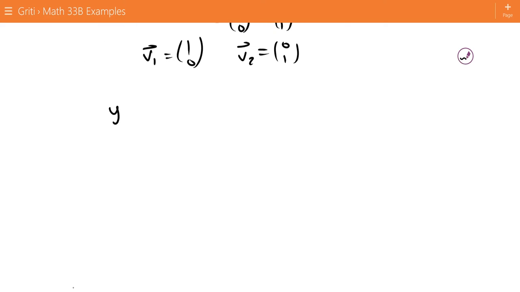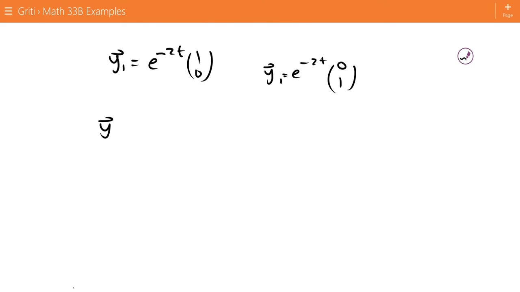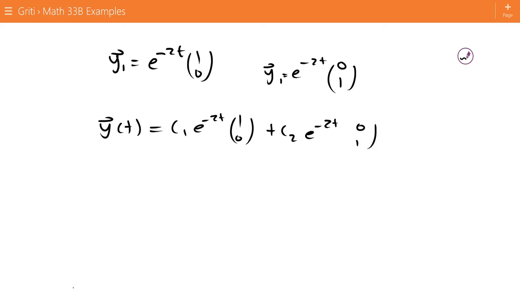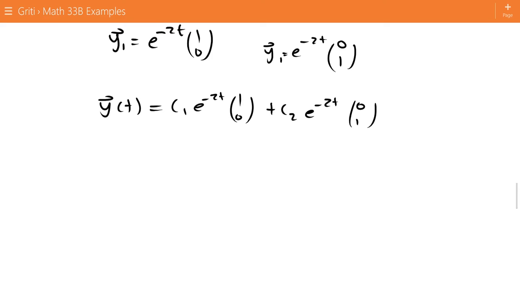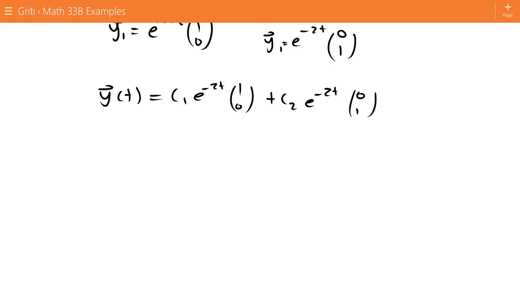So that means our fundamental solutions are e to the -2t v1, which is (1, 0), and e to the -2t v2, which is (0, 1). So our solution then is y(t) equals c1 e to the -2t (1, 0) plus c2 e to the -2t (0, 1). But we have an initial condition, which we can use to solve for c1 and c2.